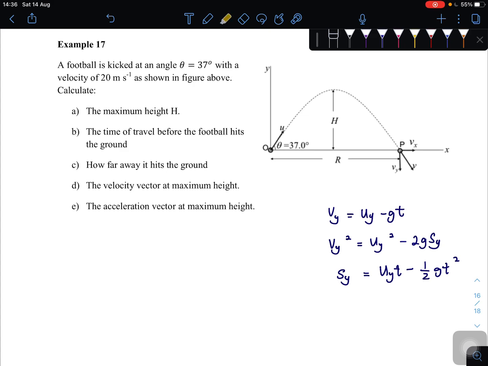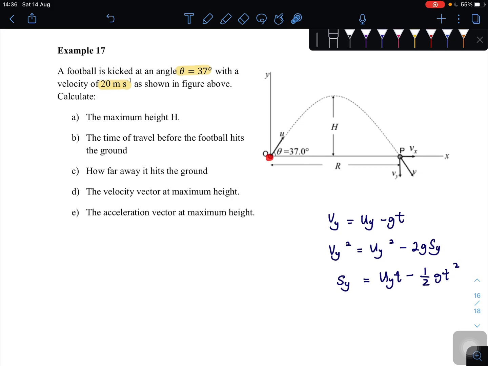Okay, so first, let's highlight here. We have the angle 37 degree and the initial velocity of 20 meter per second. As you can see here, this is the initial point of the football. So this football is kicked at an angle 37 degree with velocity of 20 meter per second. Maksudnya initial velocity dia adalah 20 meter per second. And then after the football is kicked, it goes all the way up and then goes back to this point here on the ground, which is point P dekat sini.